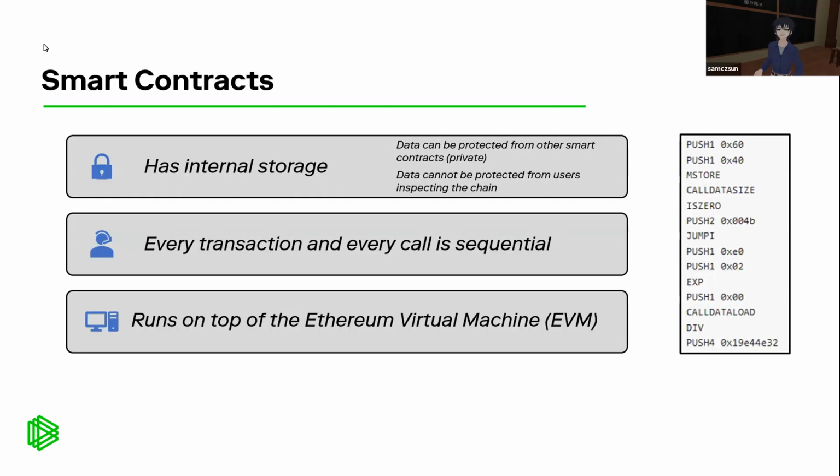Of course, smart contracts can store data. This means they can persist things like the balance of a user. Otherwise, they would be kind of useless. And every transaction is sequential, which means that there's no multi-threading. You don't have to worry about concurrency issues, which eliminates a large subset of bugs.